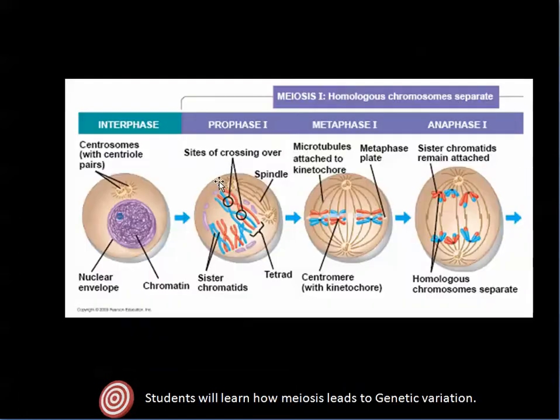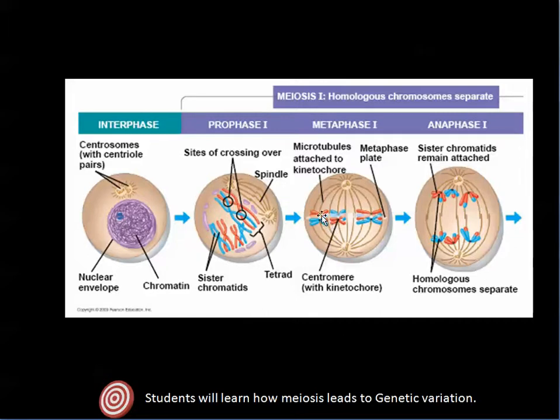Alright, this process should look pretty familiar. It looks a lot like mitosis, but there's a couple little differences. One difference that's really important here is something called crossover. If you notice, the chromosomes are really close together and they're switching their little parts. That's crossing over, and that's going to add even more genetic variation. It's going to add more changes.